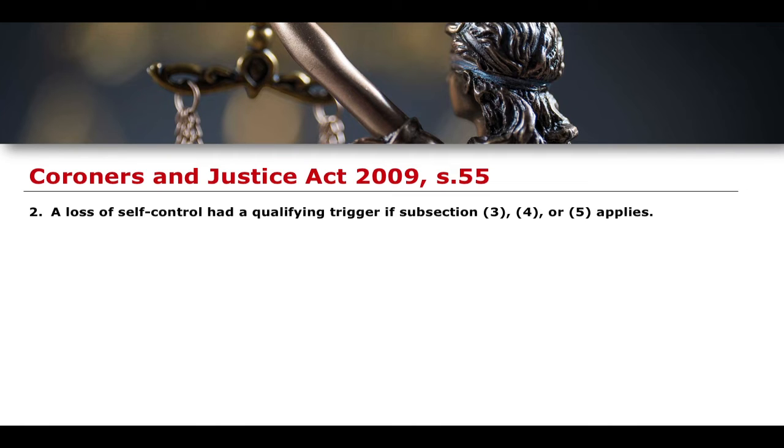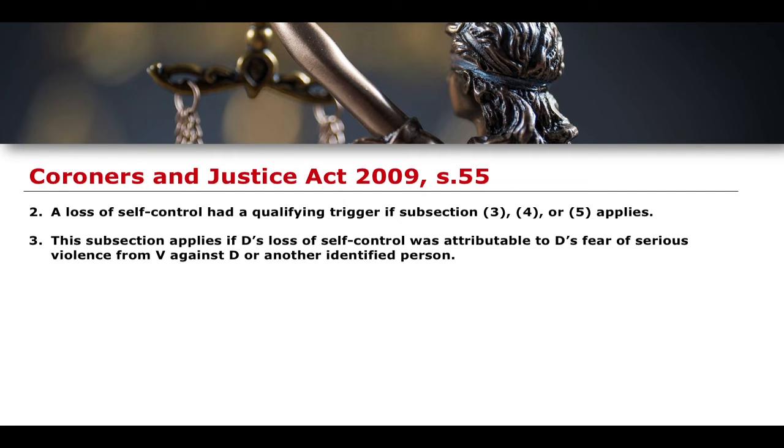voluntary manslaughter by way of loss of self-control, of loss of control, they will present a trigger. They will have to present a qualifying trigger which causes the loss of self-control. Now, in order for this qualifying trigger to be justified by law, it has to fall within subsection 3, 4, or 5 of Section 55 of the Coroners and Justice Act.